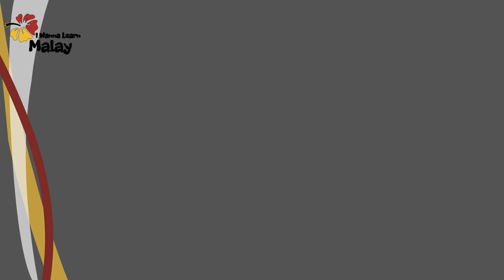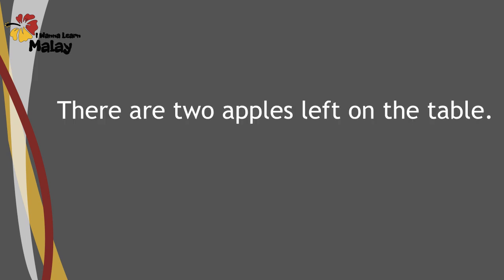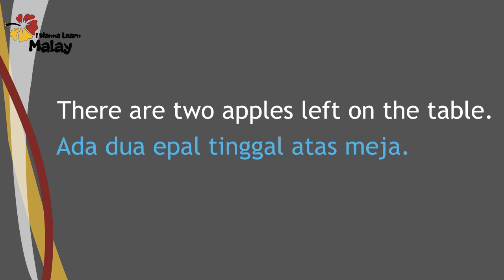So let's try and form sentences using either duduk or tinggal. The first example, how do you say, there are 2 apples left on the table? In this sense, you want to refer to how many apples remain on the table, so we can use tinggal. The full sentence is, ada 2 apple tinggal atas meja.